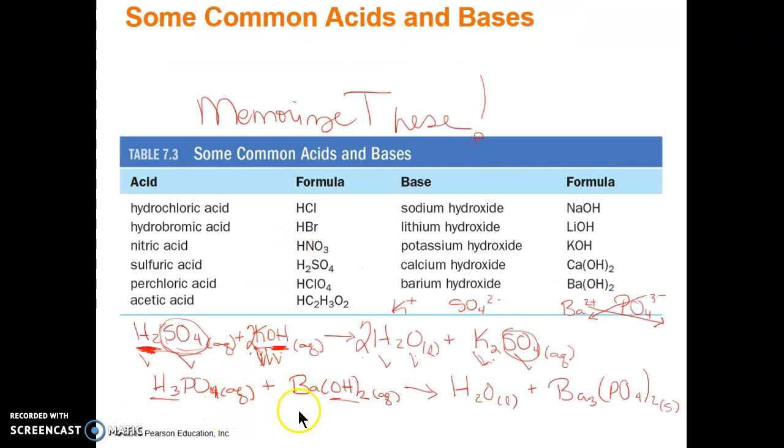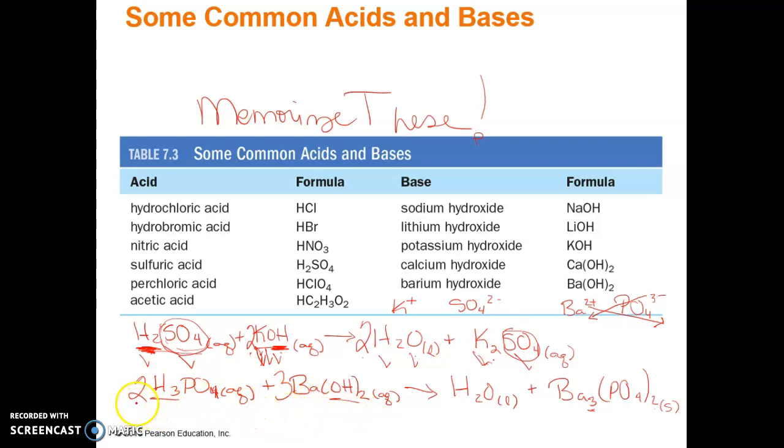All right, so we're going to make this one balance. I notice that I have 2 phosphates over here, and here I only have 1, so I'm going to throw a 2 out in front there. I notice that I have 3 bariums over here, and here I only have 1, so I'm going to throw a 3 out in front there. Sometimes it might not always work out perfectly, and you've got to erase. I've done it many times.